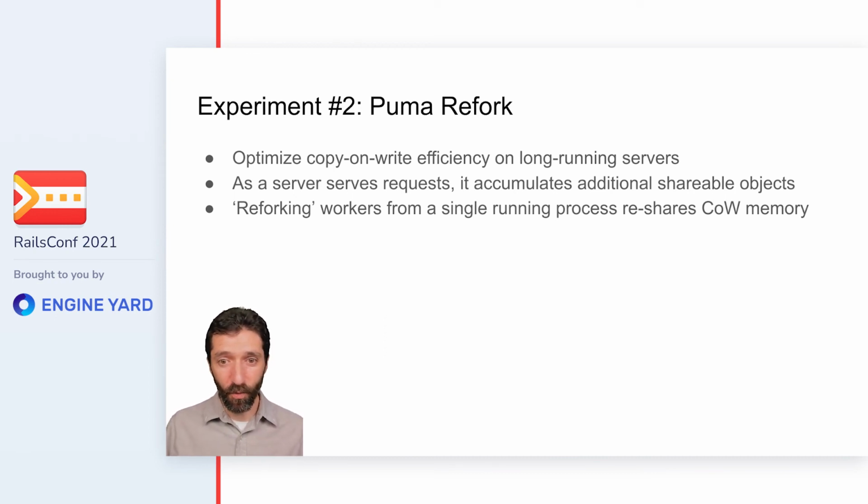So by what I call reforking workers from a single running process, it's possible to reshare the bigger application and then re-optimize the copy on write memory pages shared across them.